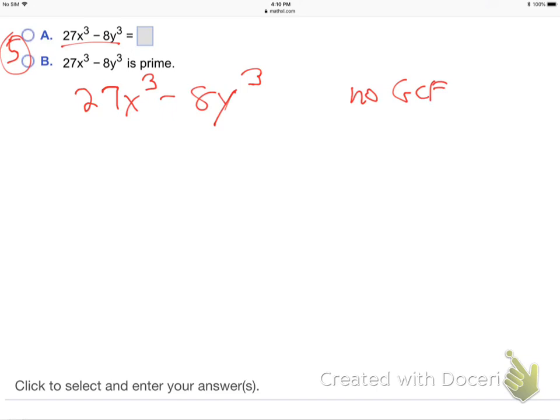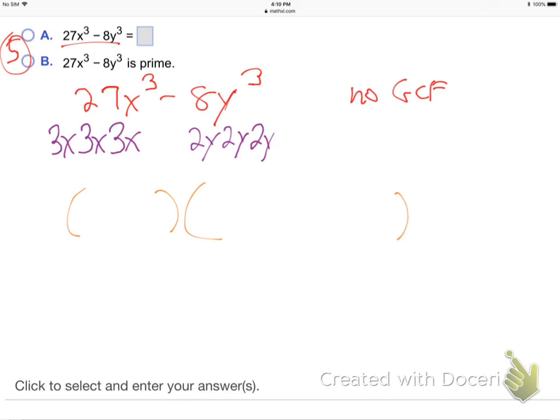What do we do then? We look and say, what else can we do? This is a triple, notice. So let me write that to make it easier. This is 3x times 3x times 3x and 2y times 2y times 2y. So that means we can now factor it as a little parenthesis and a big. Remember how the pattern for triple goes? In fact, I can write the pattern out here.